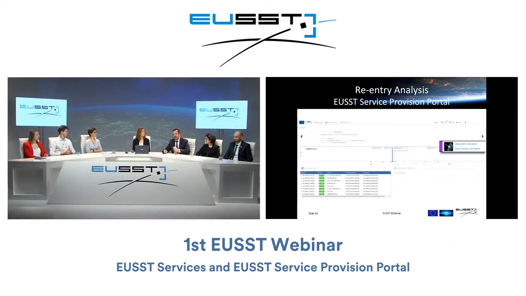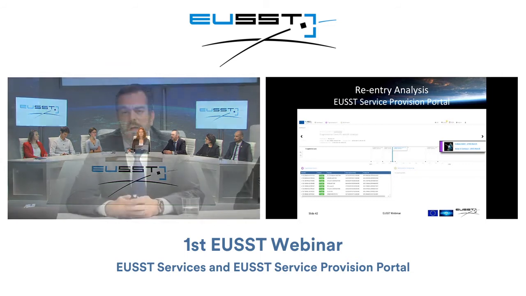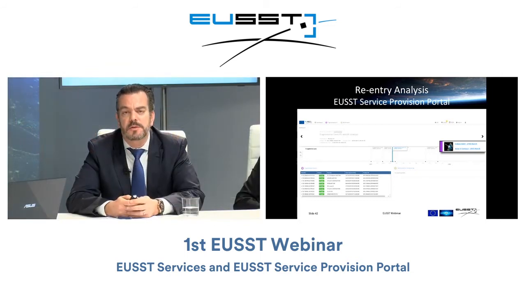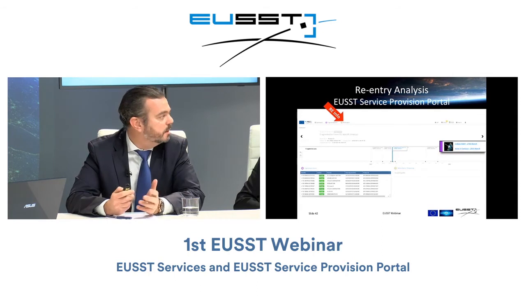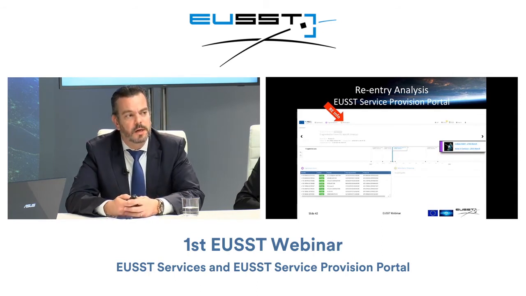Thank you, Elena and Moreno. Now, as I did for the collision avoidance service, I will show you how to retrieve the re-entry service information through the EUSST service provision portal. So again, in the dashboard, on the top menu we have a re-entries menu. If you click on it, you will see that you have two entries: the 30 days re-entry list and the re-entry report. So basically the products that were just explained by my colleagues.